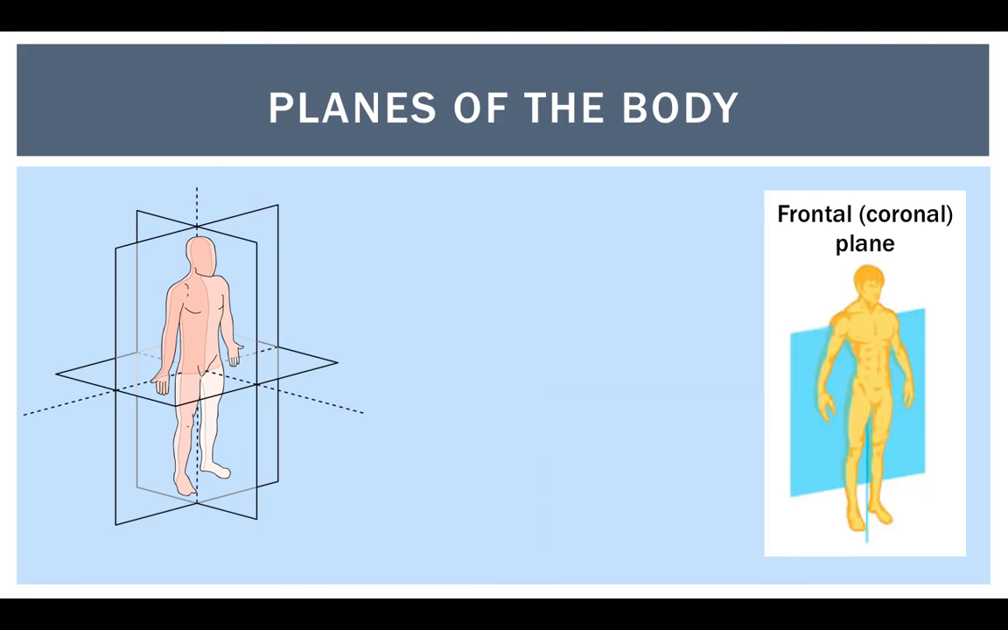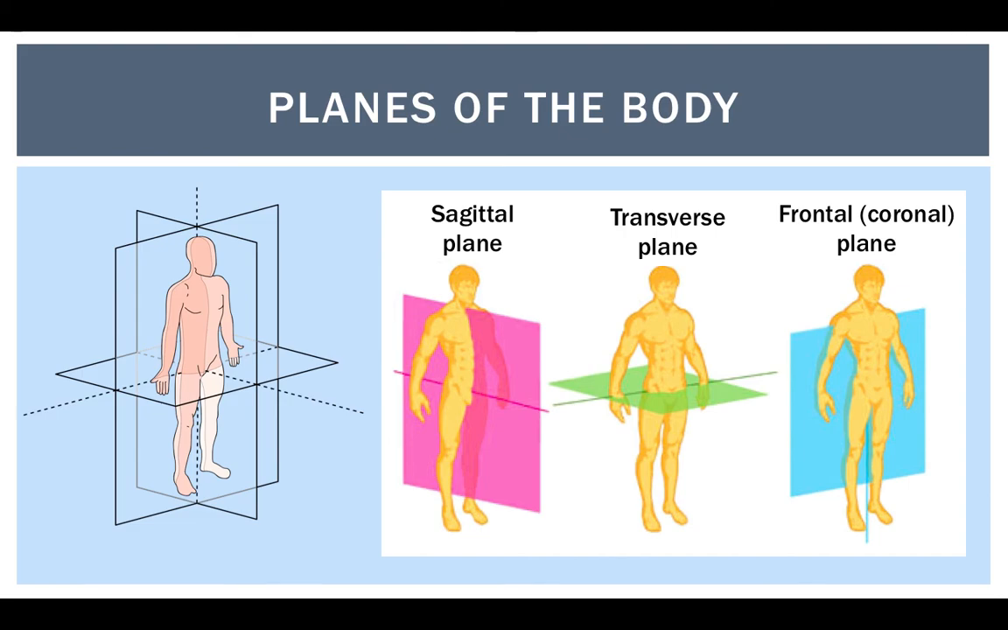The frontal plane is also called the coronal plane. I will use either. Usually I'll use frontal, but coronal comes up fairly often as well. The frontal plane goes from left to right, but it divides the body into front and back, anterior and posterior. So if you look at them all together, you can see that they're in different directions. Again, they don't have to be perfectly in the middle. These just happen to be.